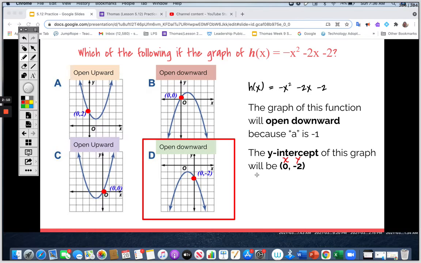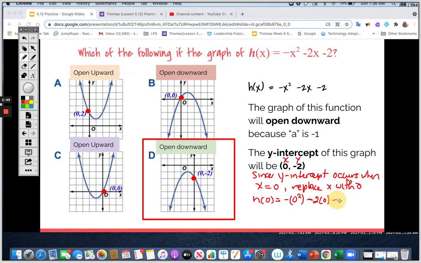So we know that the y-intercept occurs when x is equal to 0, so we're going to replace x with 0 in the function. We're going to actually find h of 0, which is going to be equal to negative 0 squared minus 2 times 0 minus 2.